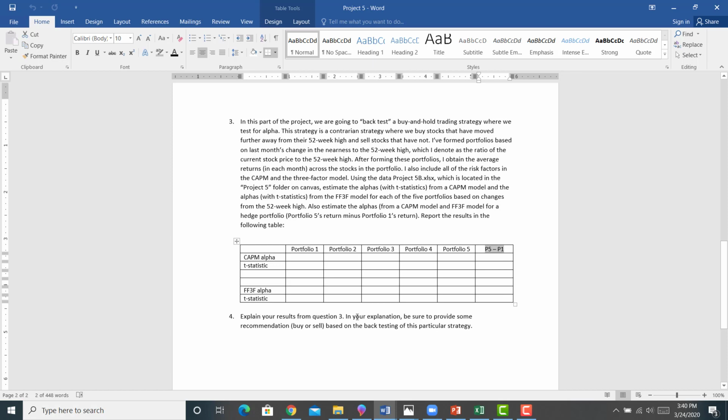alpha. Last but not least, just explain what you found in this table in problem 3 and give me a recommendation for which portfolios you would buy and which portfolios you would sell. Of course, that's going to be based on the alphas.